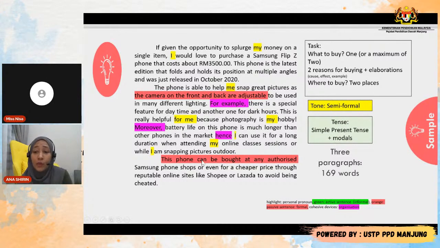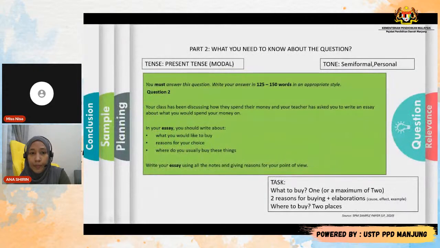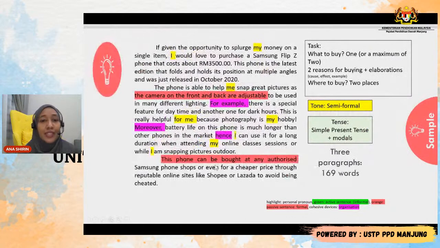Okay, why did I use "can be bought"? Where do you usually buy these things? So I put "can be bought" because this is what I know. Maybe these items can also be bought somewhere else, but what I know is this item can be bought at any authorized Samsung phone shop.